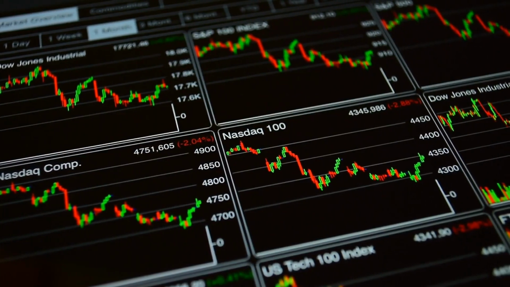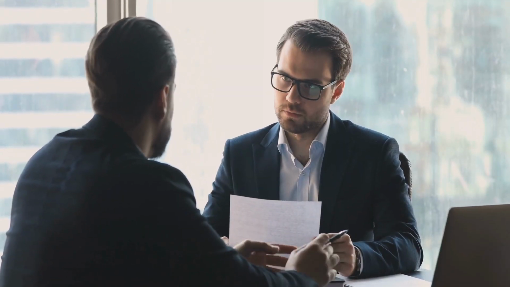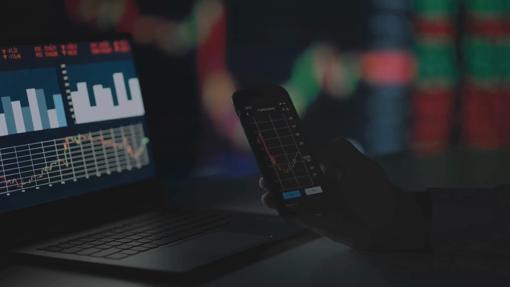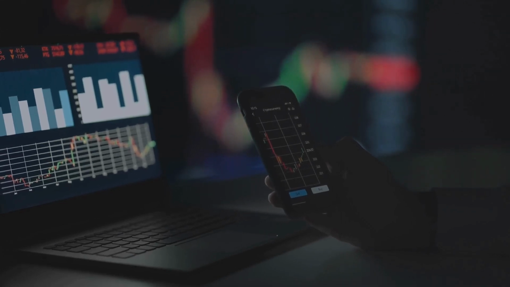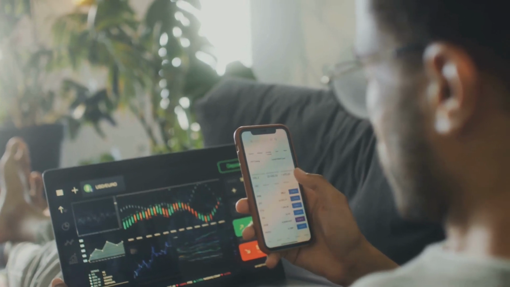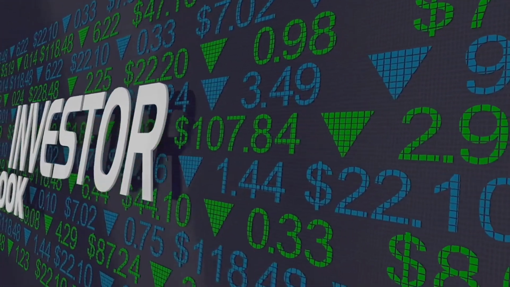Understand the role of each asset class and how it contributes to your portfolio. Align your asset allocation with your risk tolerance, time horizon, and financial goals. Diversify across asset classes, industries, and geographies to reduce risk. Rebalance regularly to keep your portfolio aligned with your plan. Stay disciplined and avoid emotional decision-making.